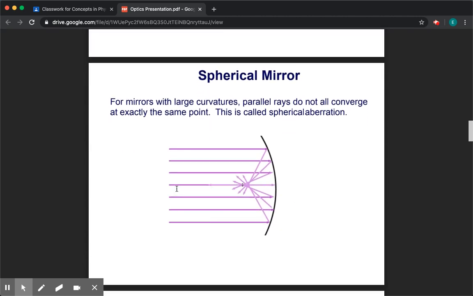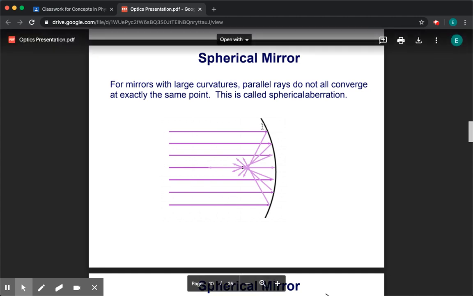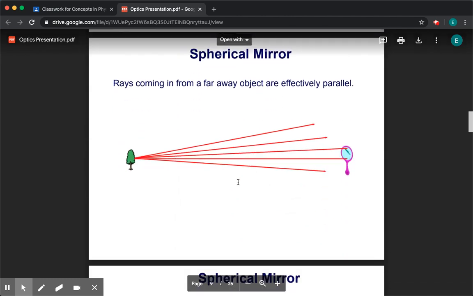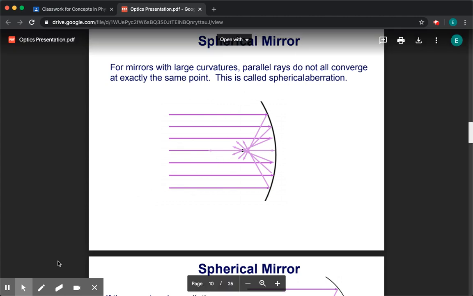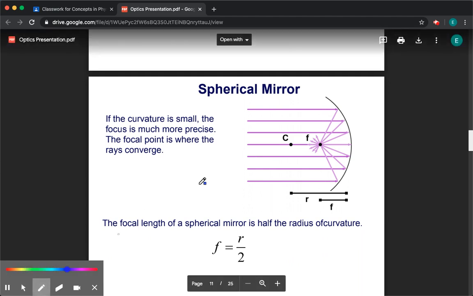So when light bounces off of the concave mirror, concave being the one where it's inside, all the light tends to travel to a specific point. And that specific point we call the focal point. But if the curvature is too large, they don't all necessarily align at the same point. Notice how some converge here and some converge here. But if the curvature is small enough, you get them all to cross at the same point. And this point is called the focal point.